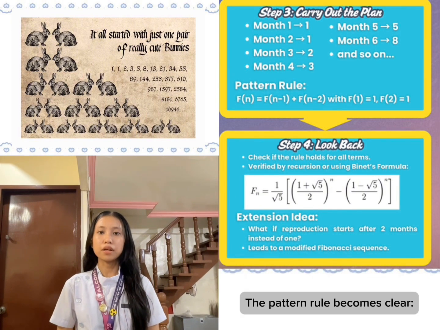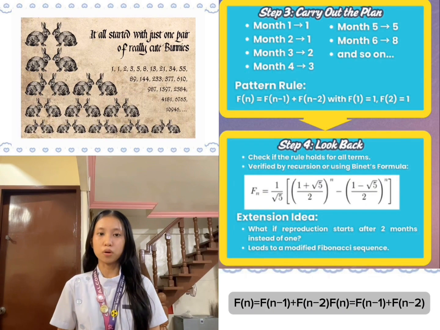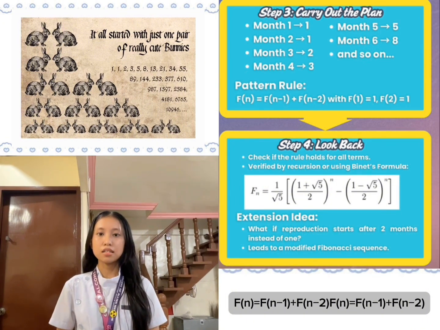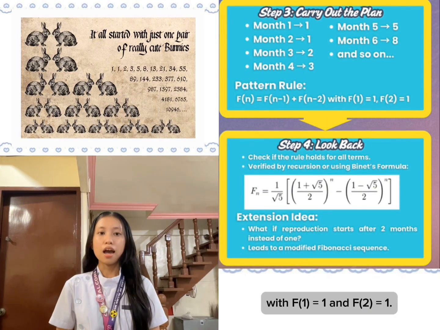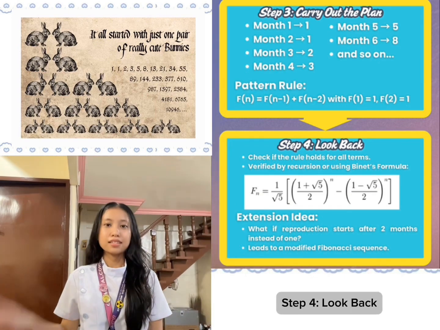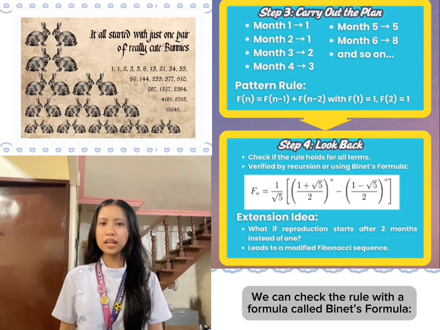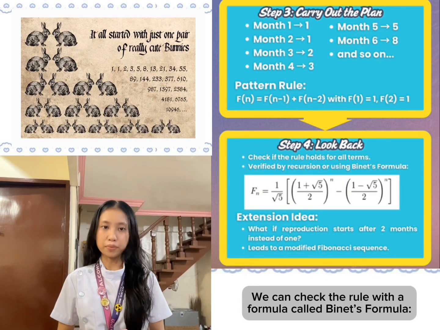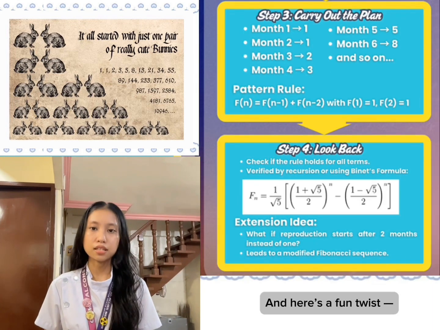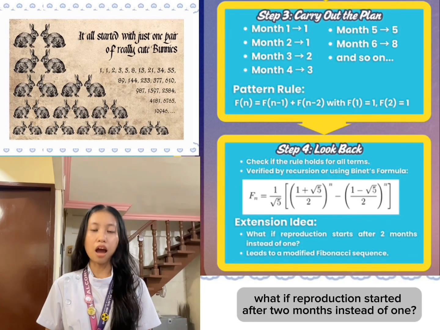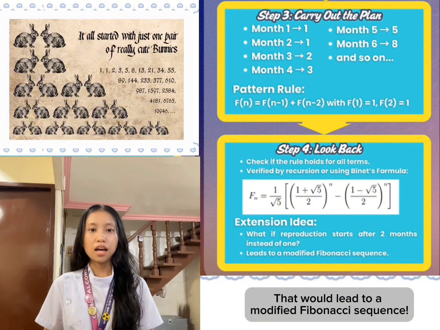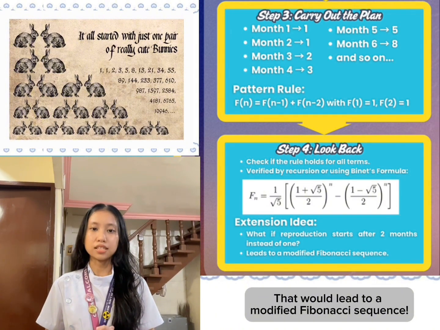The pattern rule becomes clear. F of n is equal to f of n minus 1 plus f of n minus 2, with f of 1 equal to 1 and f of 2 equal to 1. Step 4. Look back. We can check the rule with a formula called Binet's formula. And here's a fun twist. What if reproduction started after 2 months instead of 1? That would lead to a modified Fibonacci sequence.